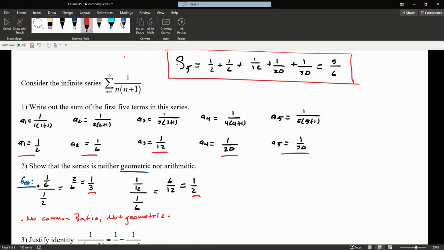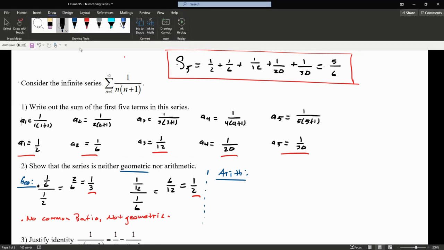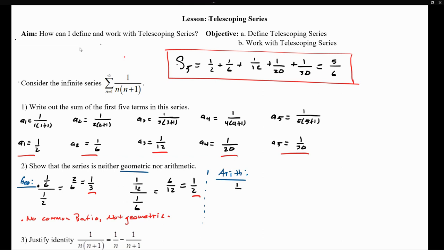Now, let's show that this is actually not arithmetic. So how can we show that this is not an arithmetic series? Well, again, we're going to do the same. Let's find the second term, and if I subtract the one that came before that, which is 1/2, in this case we have minus 1/3. So now we can see that they have a common difference of negative 1/3.